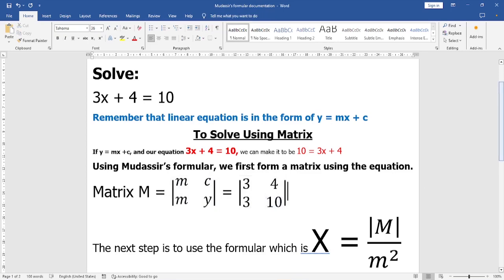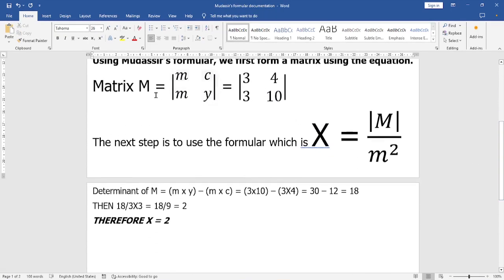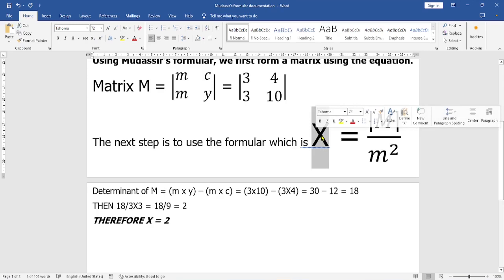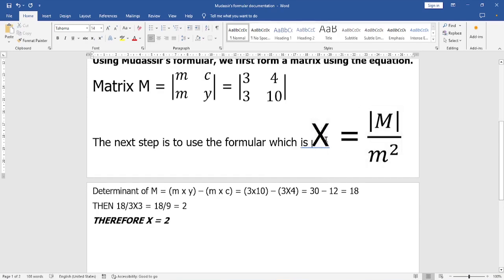After this step, the next step is to find the determinant of the matrix. So the next step is to use the formula, which is x equal to, this x is the value we're going to find. This x here stands for our unknown. If your unknown is a, you're going to use a here, if your unknown is d, d equal to. My unknown is x.